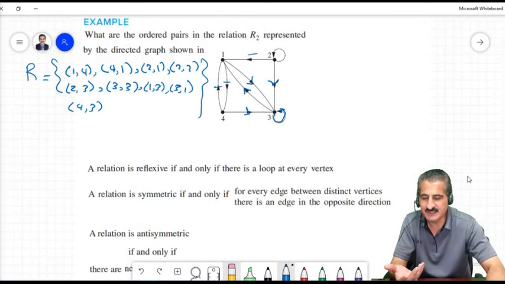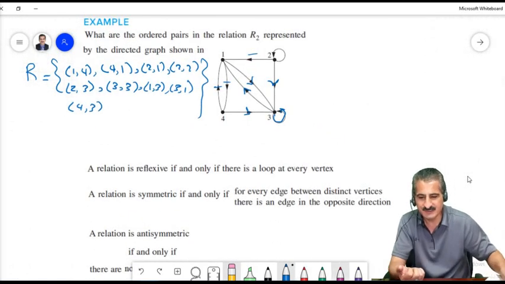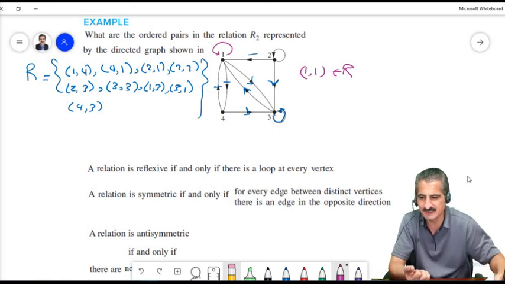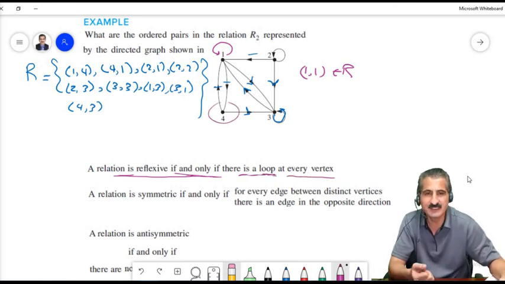Is this relation reflexive? It is not reflexive. Why? Because 1 does not belong to R. How did I know? Because there is no loop from 1 to 1, so it's not reflexive. Here it says a relation is reflexive if and only if there is a loop at every vertex. I got 2 vertices here that have no loop, so this is not reflexive.